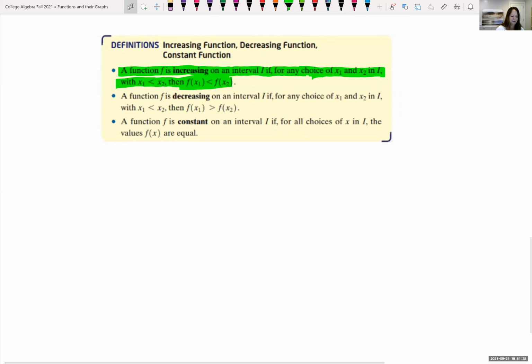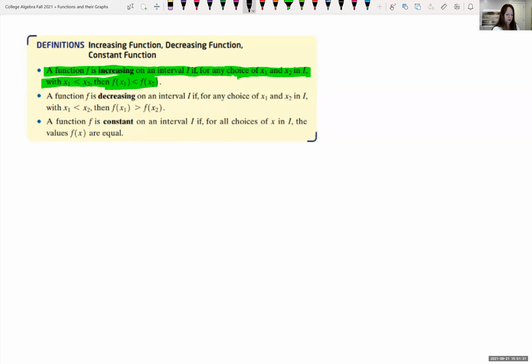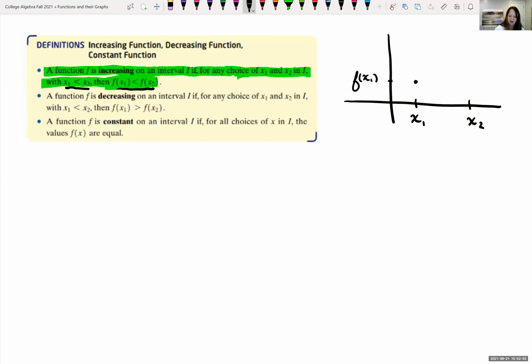Okay, let's look at a picture of that and what that's saying. So we have two x values, let's say right here, x sub 1 and x sub 2. It told me that x sub 1 had to be smaller than x sub 2. It's saying then my y value at x sub 1, so let's say this is my y value, which means I have a point right here, has to be smaller than my y value at x sub 2.